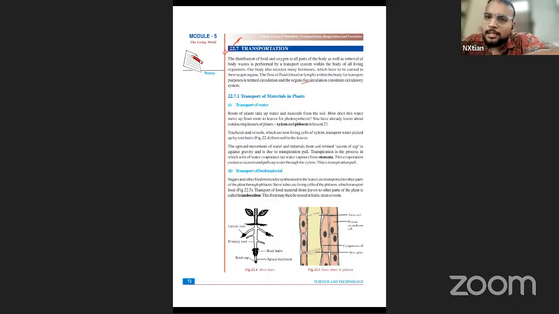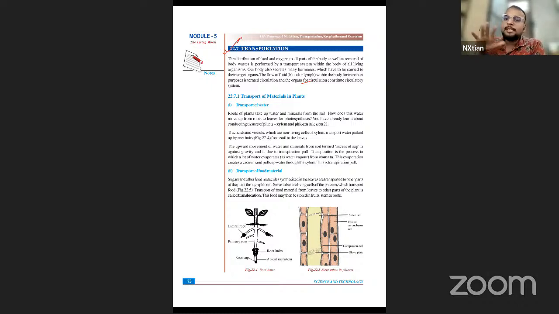Can you tell me how transportation occurs? Hannah, do you have any idea? Tissues that are there in the plant connect the parts of the plant and they transfer minerals and water. Yeah. So basically, there are some specialized tissues. They have work for that only, to transport things from one place to another place.